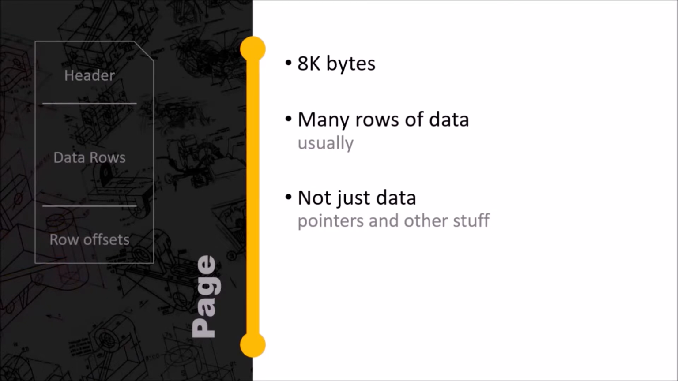A page is 8 kilobytes, and each page holds many rows of data, usually at least, unless you have a really wide table. And it's not just data, there's some additional information, for instance, the pointers to some other pages, or maybe a list of where each row starts on the page.